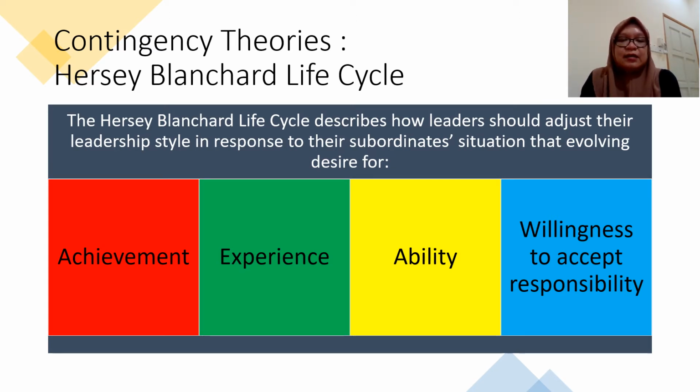The Hersey-Blanchard life cycle describes how leaders should adjust their leadership style in response to their subordinates' situations. Meaning that as a leader, you cannot only have one style of leadership. A good leader must always change his leadership style according to the subordinate situation, such as the experience, the ability, and also the willingness of the subordinate to accept the responsibility or the task.